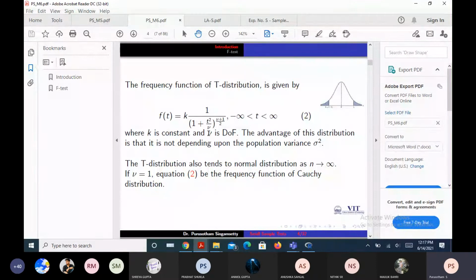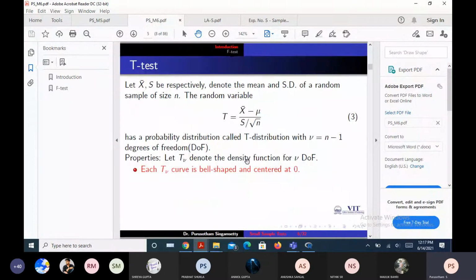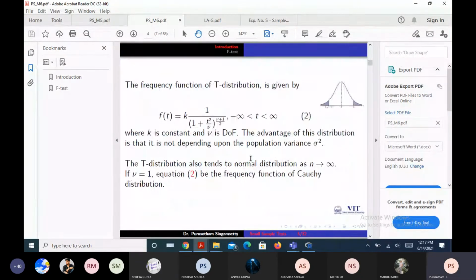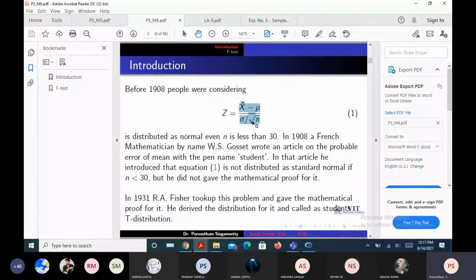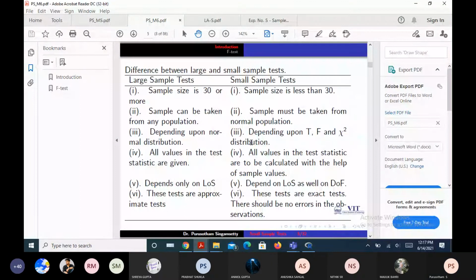Now, there are some differences between large and small sample tests. This I'm leaving to you. For the t-test in the single sample case, we use t = (x bar minus mu) divided by (s by root n), whereas Z is (x bar minus mu) divided by (sigma by root n). It is the same formula. What is the difference you are noticing between Z and t?